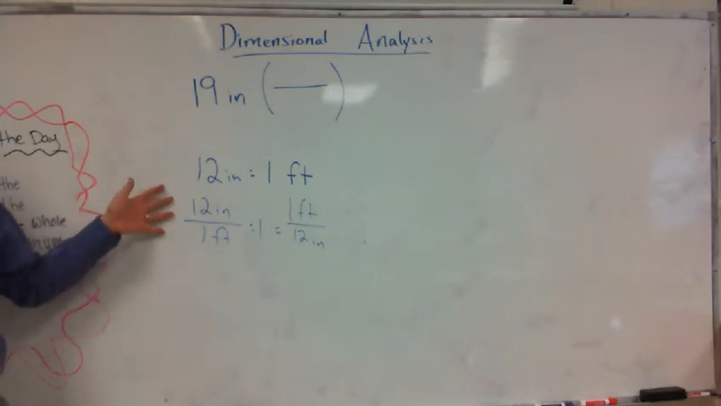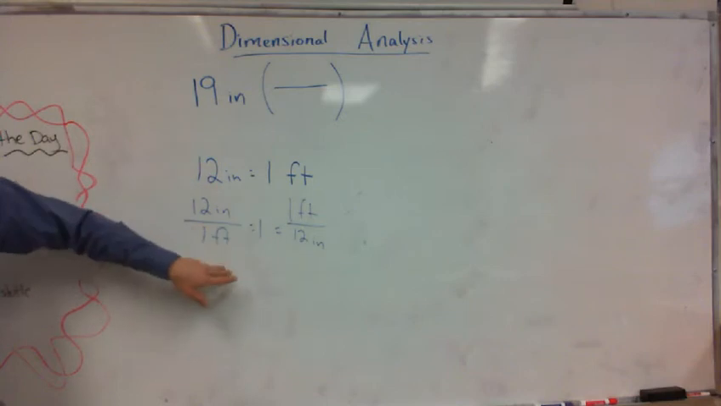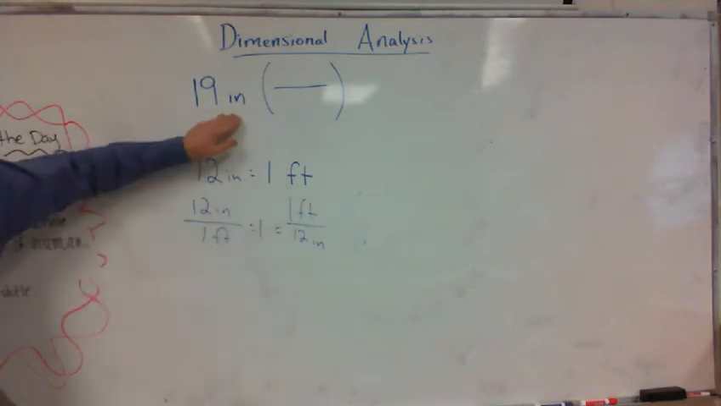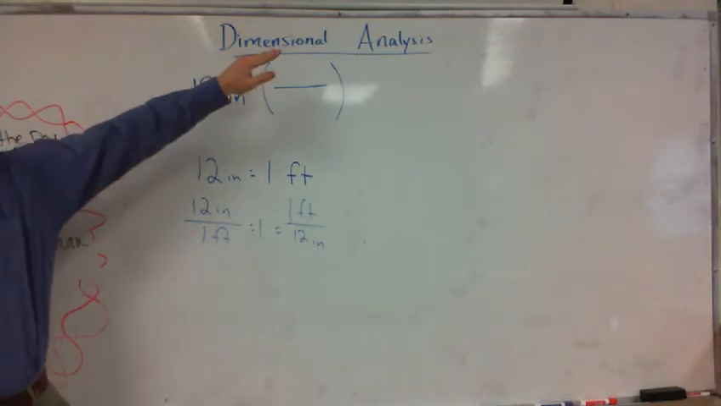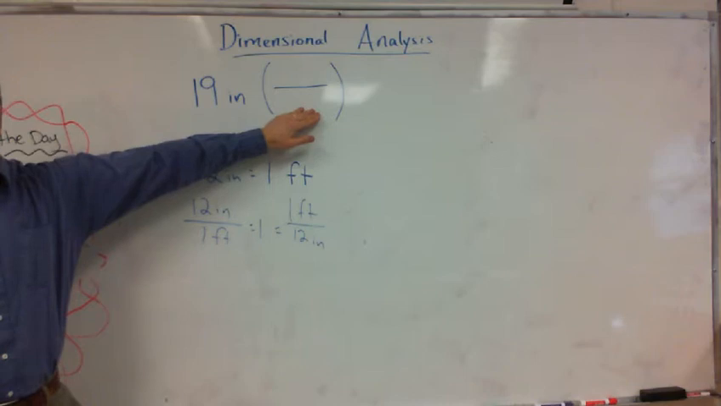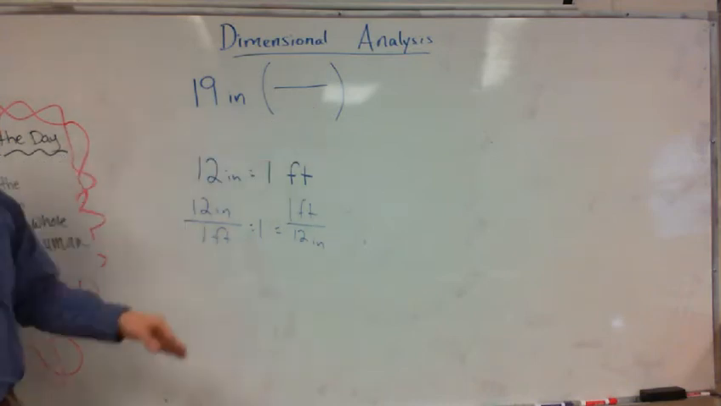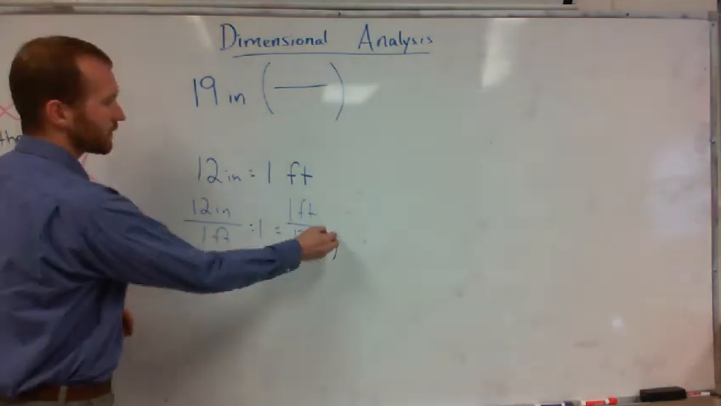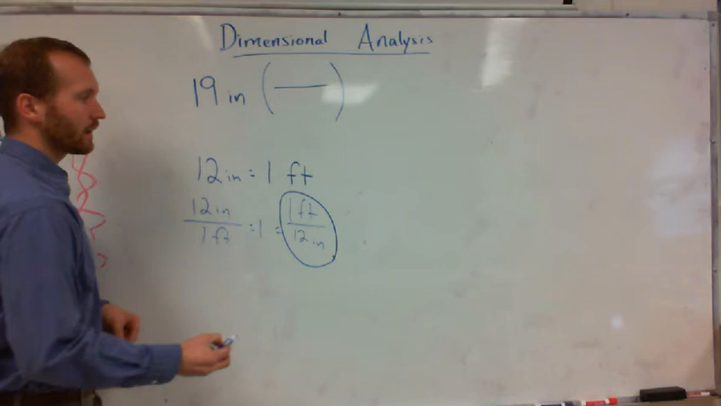Which one do I want to use? In order to decide which one I want to use, I have to look back to my original problem. My unit that I have right now is inches. How am I going to cancel inches? If I have a fraction, right now it's on top, so I need to have it where in this fraction? In the bottom. Right? So I would have to choose this unit multiplier. I have to use this one.